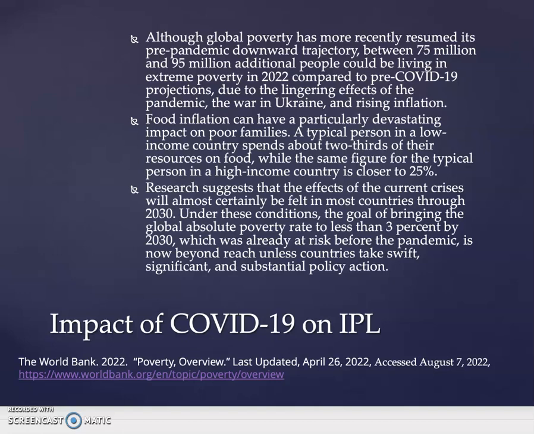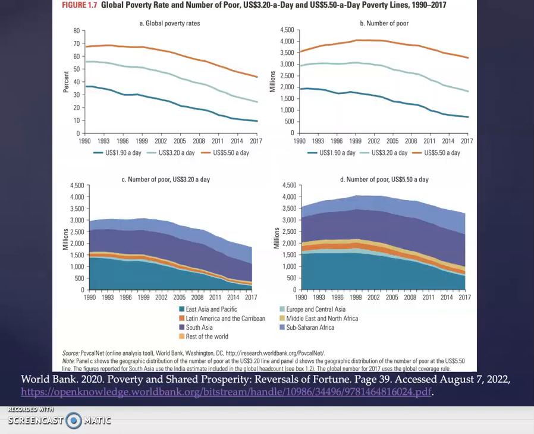Research suggests that the effects of the current crisis will almost certainly be felt in most countries through 2030. Under these conditions, the goal of bringing the global absolute poverty rate of $1.90, or international poverty line, to less than 3% by 2030, which was already at risk before the pandemic, is now beyond reach unless countries take swift, significant, and substantial policy action. This comes from the World Bank's 2022 Poverty Overview webpage.